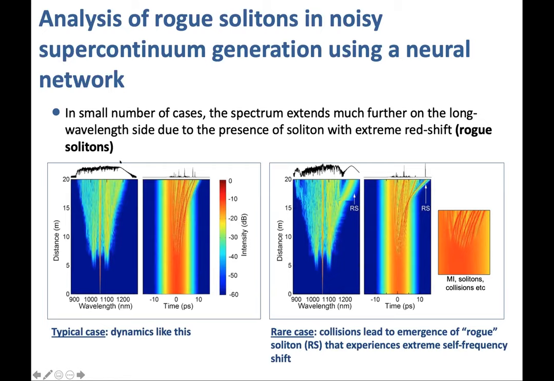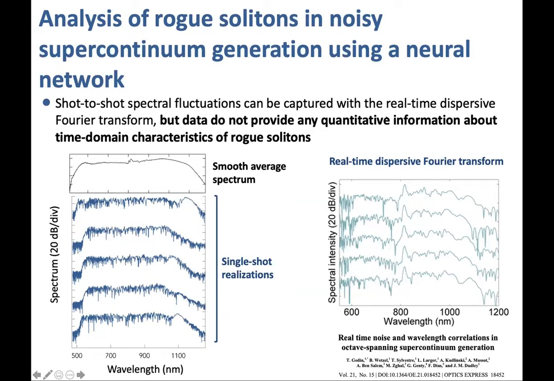This type of rogue solitons have, of course, been characterized experimentally, and this typically is done in the spectral domain, again using the real-time dispersive Fourier transform, so you can actually measure these single-shot spectral fluctuations and see that in some cases the spectrum extends to much longer wavelengths. However, that still doesn't give you any insight into the characteristics in the time domain of the underlying most redshifted solitons or rogue solitons.